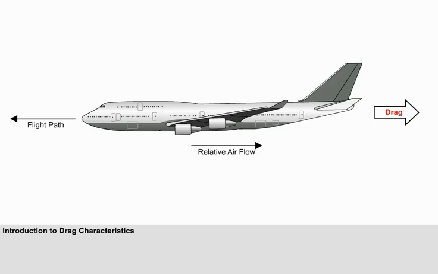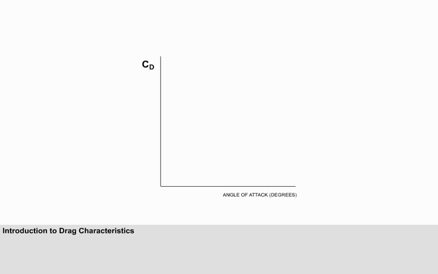Drag is an aerodynamic force that acts parallel to and in the direction of the relative airflow and opposes the aircraft's forward motion. This lesson only considers drag in conjunction with lift, as drag is dealt with in detail later in the syllabus. As with other aerodynamic forces, drag forces can be expressed in the form of a coefficient, which is independent of dynamic pressure and surface area.